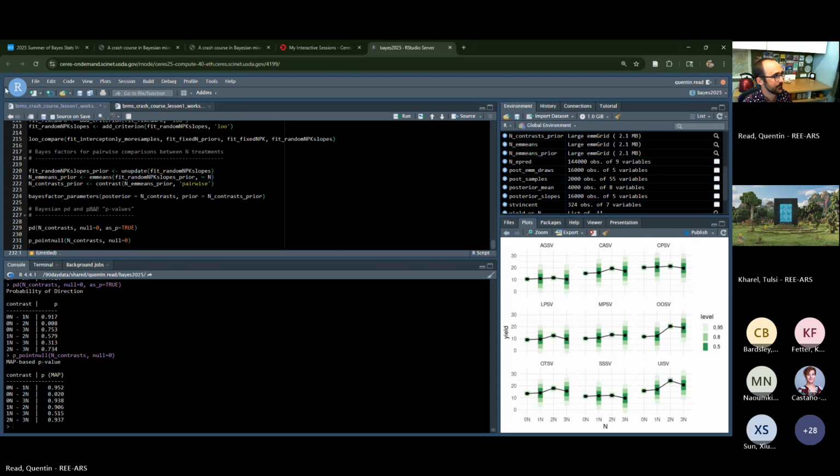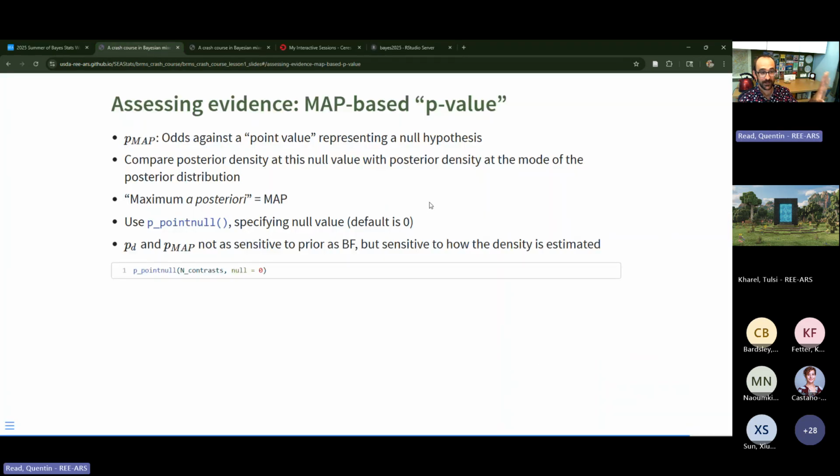Just to note, these values do not require you to use the prior distribution in any way, so they're not as sensitive to the choice of the prior. However, they are sensitive to the internal workings of how we're estimating the posterior density. So with any of these things, the more posterior samples you take, the better, because you get a closer approximation of that distribution. We're only doing a few thousand in this lesson just to be quicker, but you could do a lot more than that in reality.